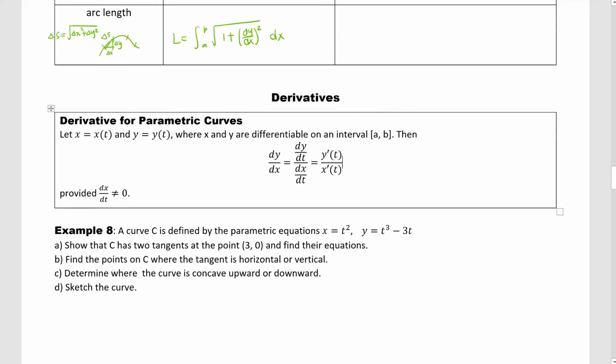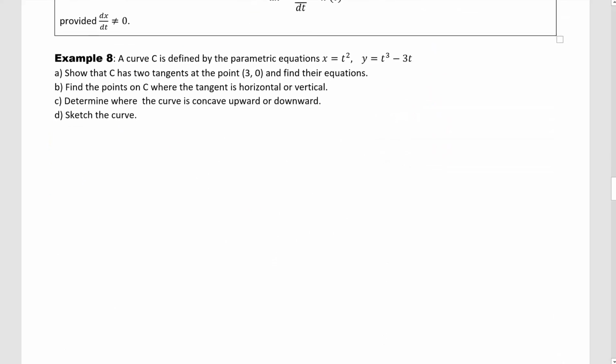Now let's see how we solve an example. Example 8. A curve C is defined by the parametric equations x equals t squared, y equals t cubed minus 3t. Part A: show that C has two tangents at the point (3, 0) and find their equations. Part B: find the points on C where the tangent is horizontal or vertical. Part C: determine where the curve is concave upward or downward. Part D: sketch the curve.